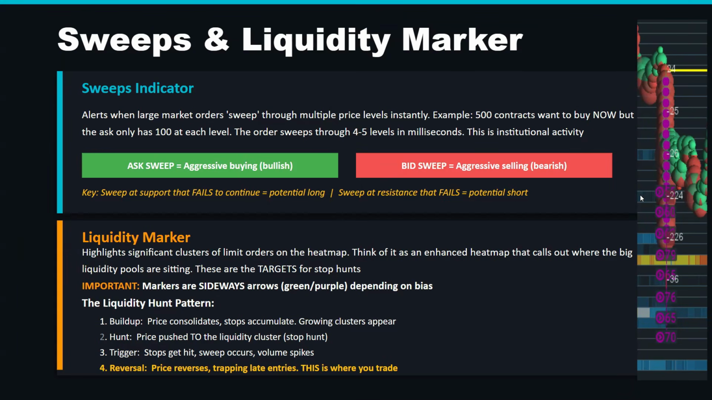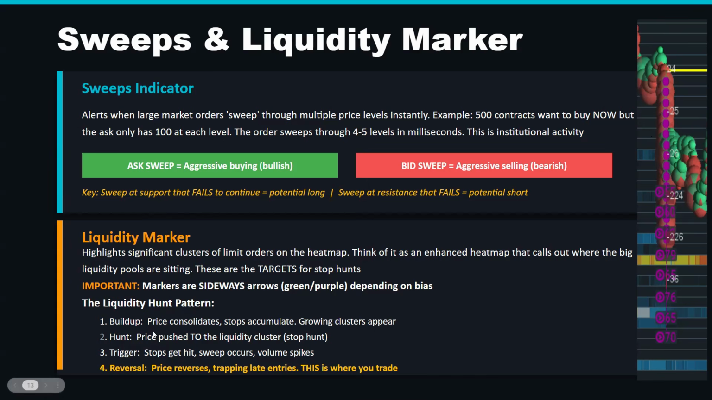For example, let's say an institution has 500 contracts they want to buy right now, but the ask only has 100 at each level. That means the orders sweep through 4 to 5 different levels in milliseconds, right? This is visualizing what happens. In this case, there's a pattern.